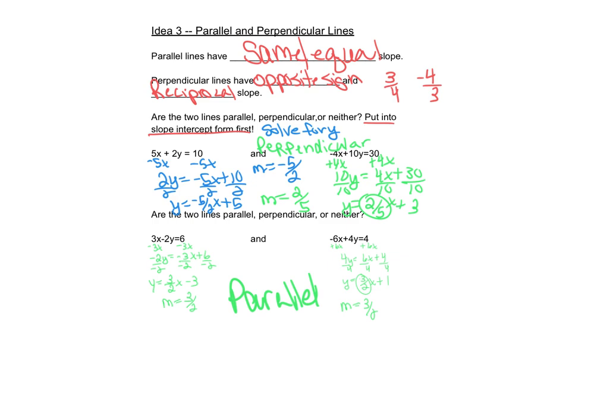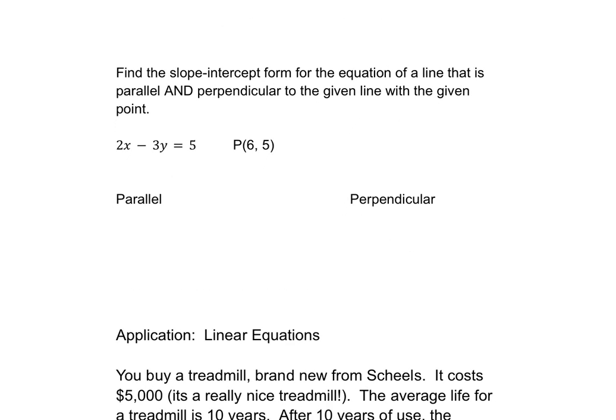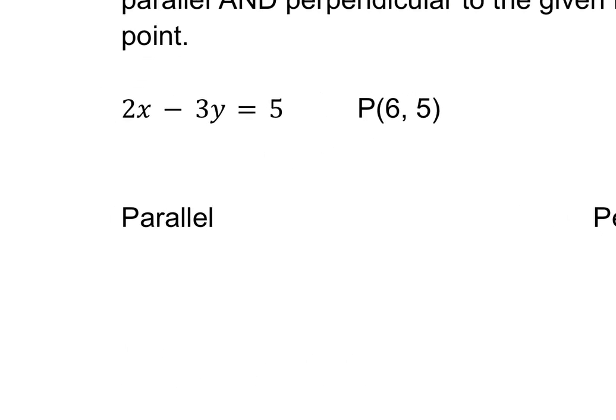Okay, next thing. Now, we have to find the slope-intercept form of the equation of a line that is parallel and perpendicular to the given line with the given point. Okay, so first thing is we're focusing on slope-intercept form here. So let's get that equation in slope-intercept form first.